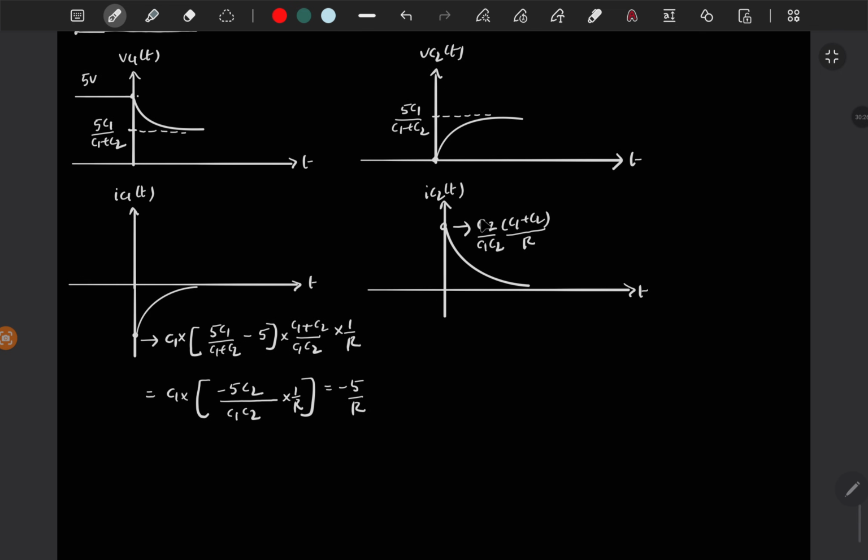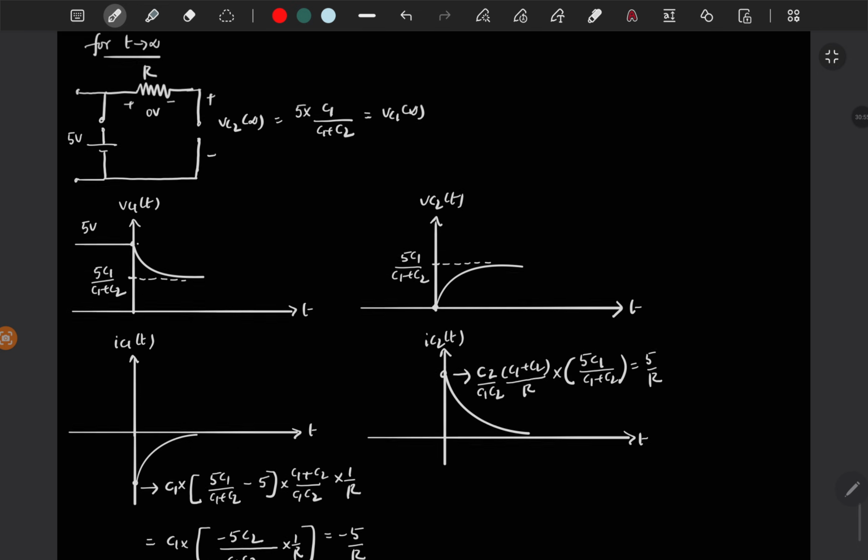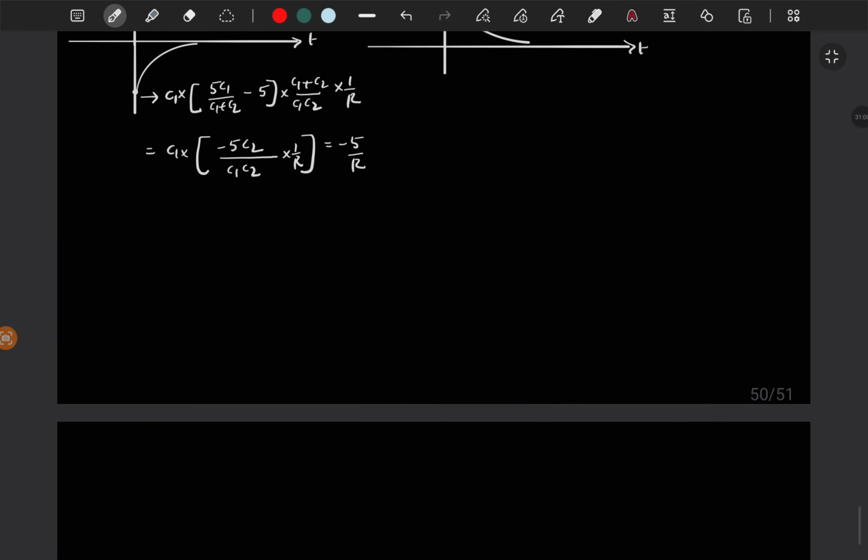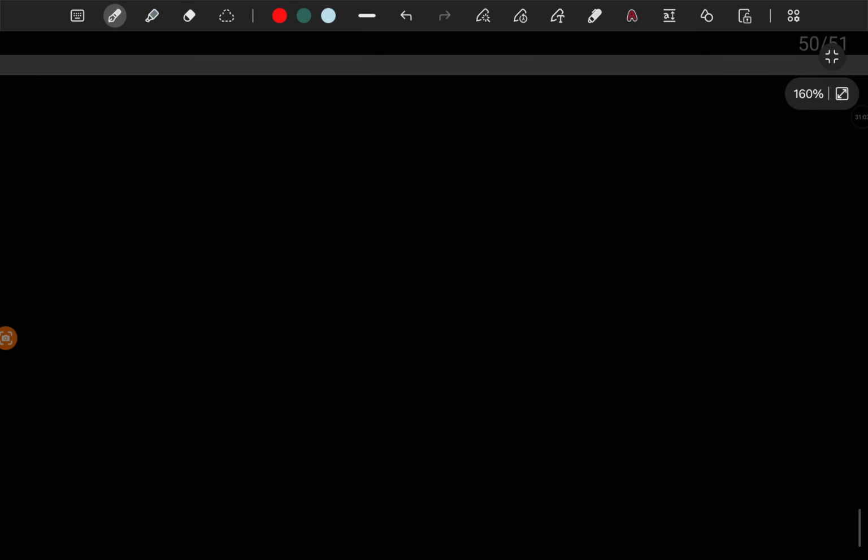So C2 times, C2 by time constant C1 C2 by C1 plus C2 times R, times the difference in voltage, I mean initial to final value, which is 5 C1 by C1 plus C2. Then C1 C2 by C1 plus C2 will get cancelled out, you will get 5 by R. So that is the amplitude. So this is how you can draw all the waveforms. And let's go to one more circuit.